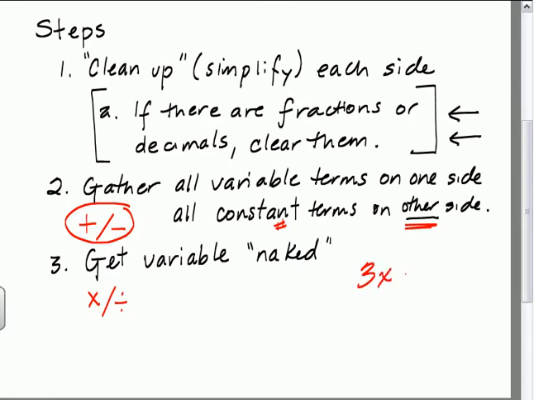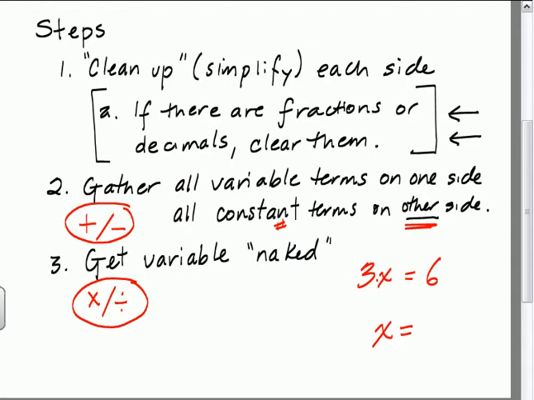And then finally, we want to get that variable naked, and recall what that means. If you have something like 3x, you don't want to know what 3x is equal to, you want to know what x is. So if there's something in front of your variable, you want to get rid of it to get the variable naked, and you're going to use the operations divide and multiply to do that.